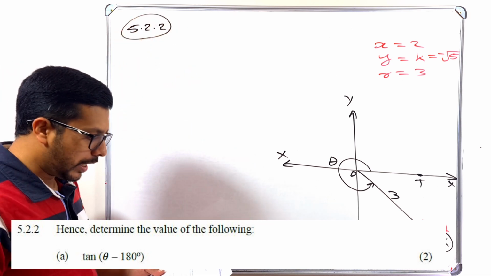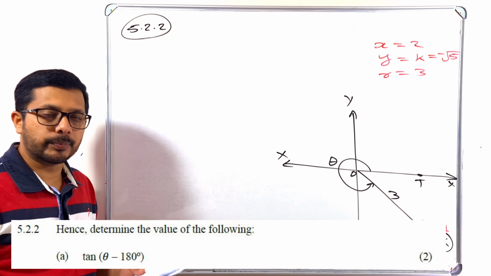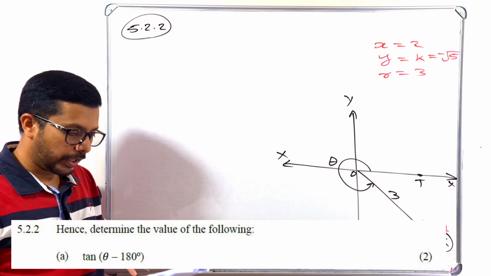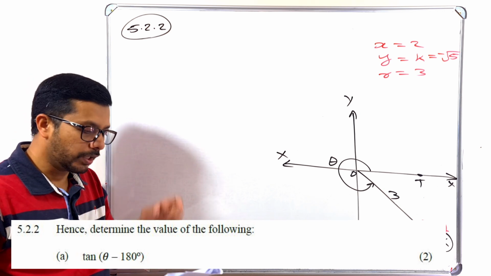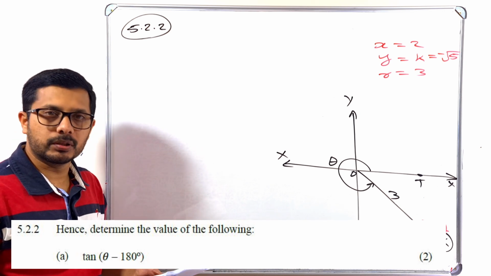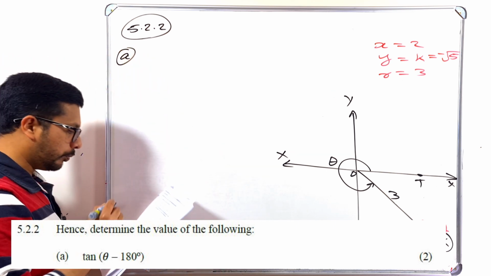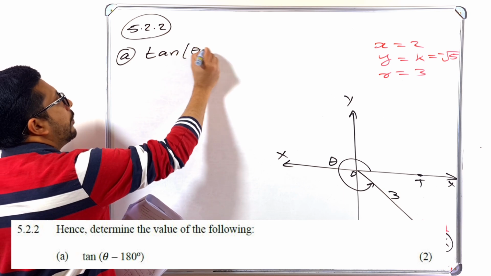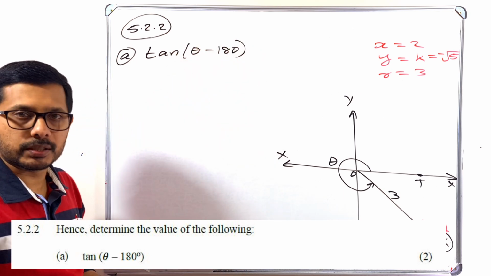What is that question? Hence determine the value of the following. Hence determine, that means we have to use the answer of the previous question to find the answer of this question. That is why that word hence is there. So what is question a? 5.2.2a: tan of theta minus 180.